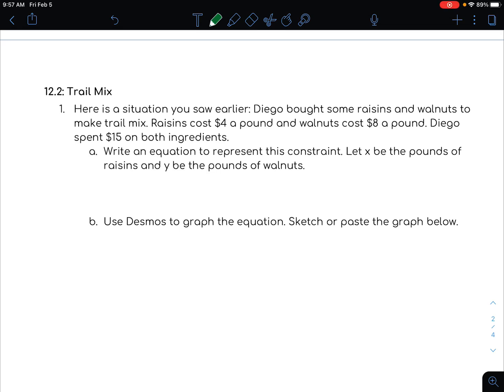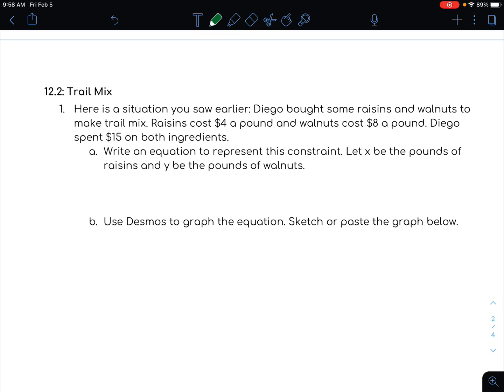So we're going to continue with that same situation that we were talking about on the previous page and write an equation for it like we did on the first page, but also now make a graph and a table of values that we can see. So let's go ahead and read again.